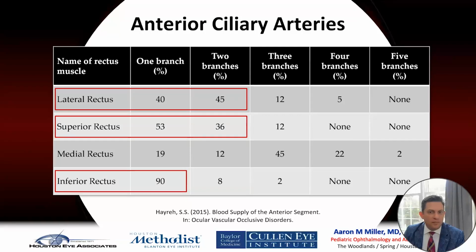Because of this, when I think about anterior segment ischemia and the risks, I tend to focus less on which muscle I'm working on, and more on the number of muscles I'm working on, because of this variation. We know that once you get past two rectus muscles being worked on, assuming you're not doing a ciliary artery sparing technique, there's an increased risk of anterior segment ischemia.